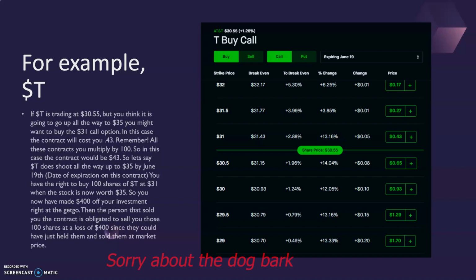So now that the contract would be executed in this case, since it's now at $35 and you bought the 31 call, the person that sold you the contract is obligated to sell you the 100 shares at a loss of $400, since they could have just held them and sold them at the market price when it was all the way up at $35.